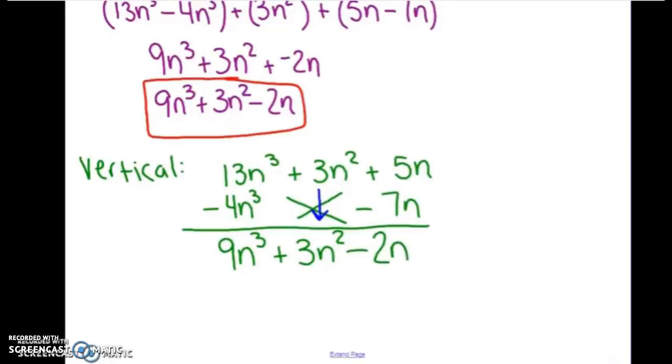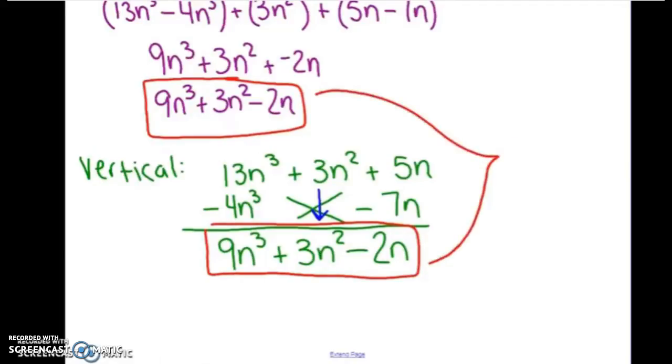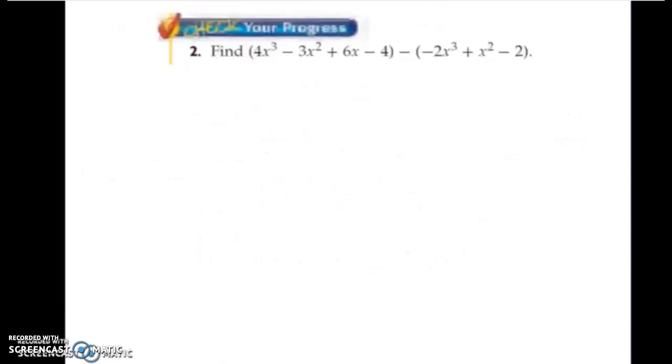So you can see both ways lead you to the same answer. There might even be some variation in the ways that you do this. I don't think either way has any more work than the other way. It's just about personal preference, what you feel comfortable with, lining them up which way. Now I'm going to give you one to try. In this problem, you're going to have to be careful with double negatives, and remember to subtract the entire second polynomial.